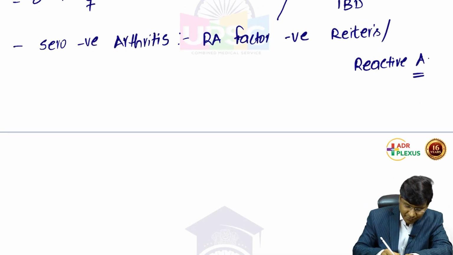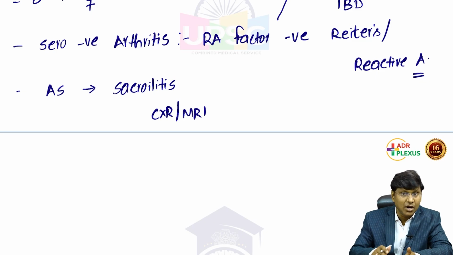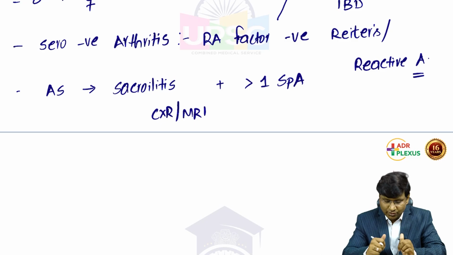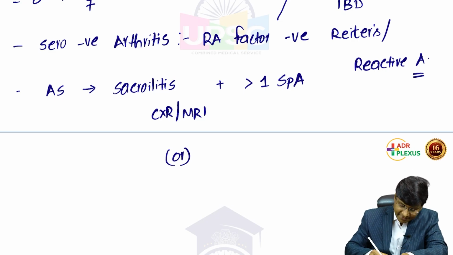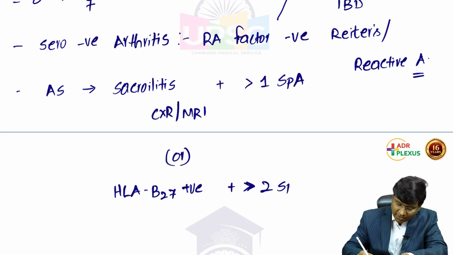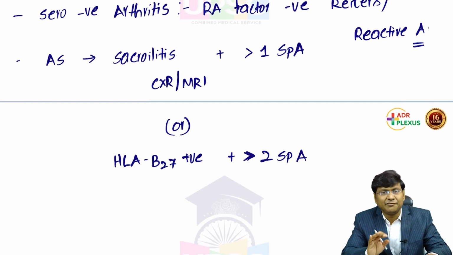Now, to call it ankylosing spondylitis, you have certain important criteria. Number one, there should be sacroiliitis on imaging, that is on the X-ray, right, or it should be on the MRI. Along with that, there should be more than one spondyloarthropathy feature. This is one part of the criteria: sacroiliitis on imaging with more than one spondyloarthropathy feature, right? Or the patient should be HLA-B27 positive, along with more than two spondyloarthropathy features. So this will be the criteria for ankylosing spondylitis.